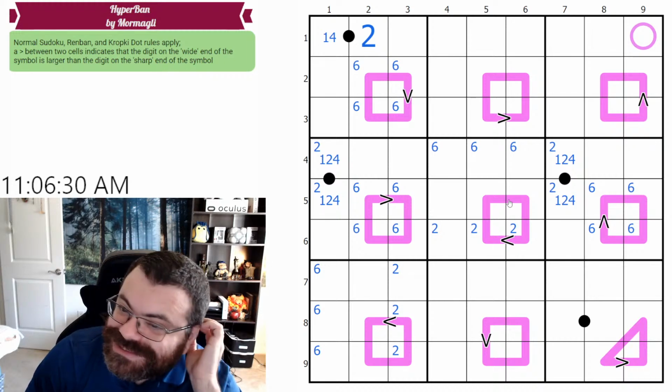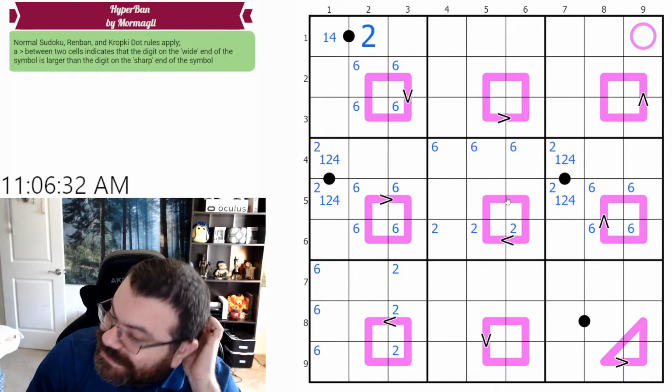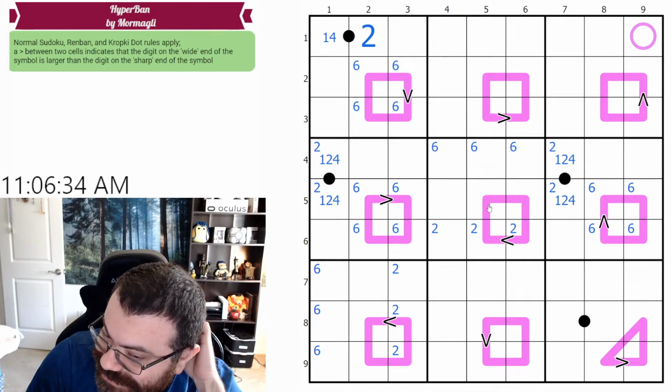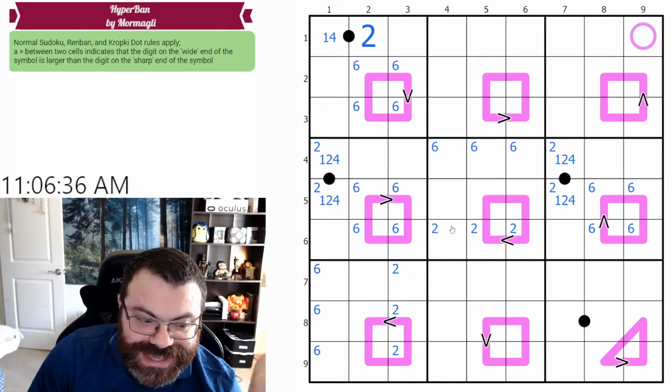Yeah, these V's are not V's. They are greater thans. That's why you put the alligator, right?